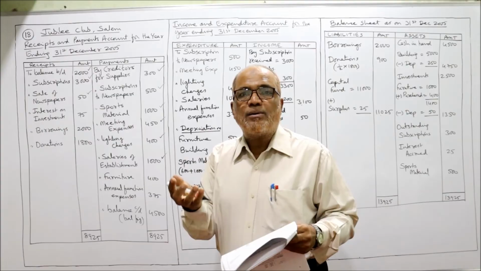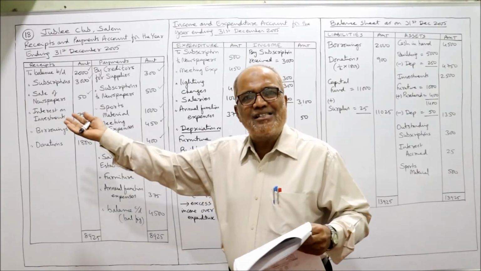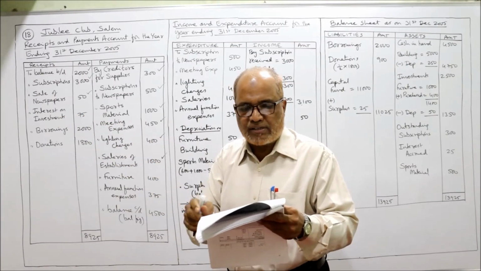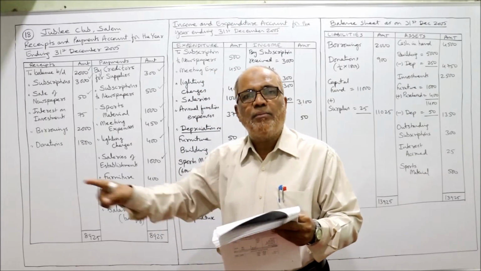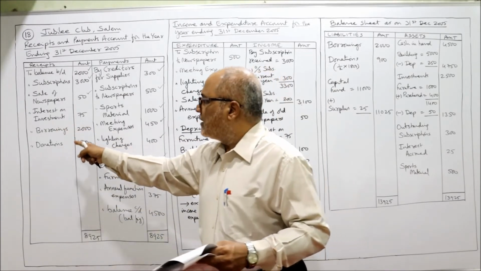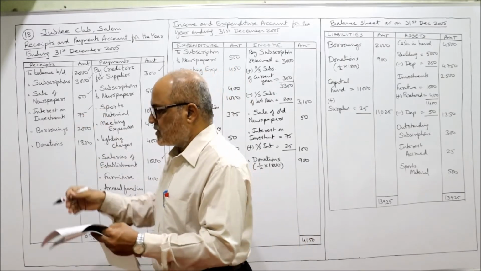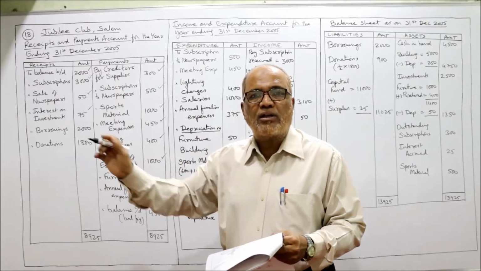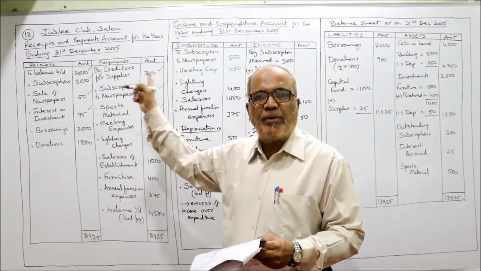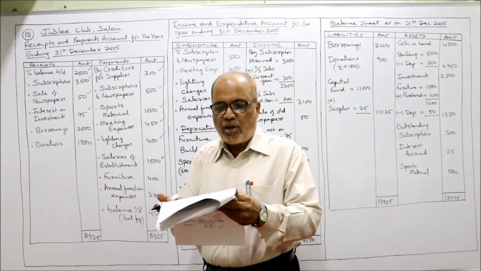Stock of sports material at the end. At the end of the year, some stock is there. So it is neither receipt nor payment. Leave it, afterwards we'll see. Interest received on investment. Received means receipt side. So interest on investment 75 rupees received. Outstanding 25. Outstanding will not come in the receipts and payments account. That will be considered in the income and expenditure account.